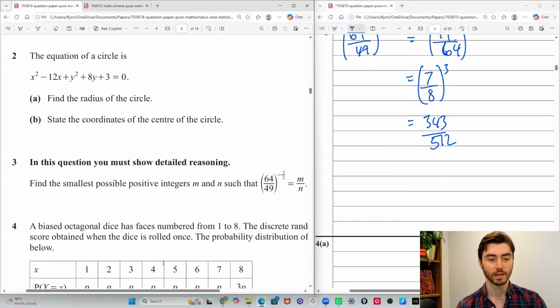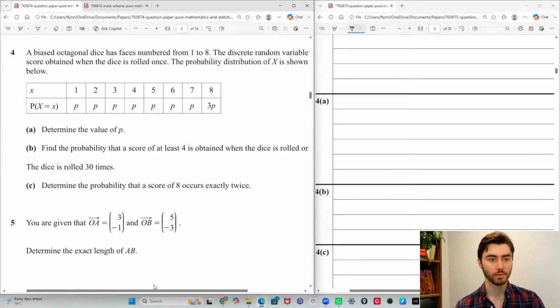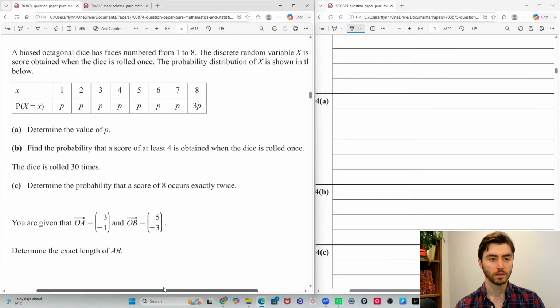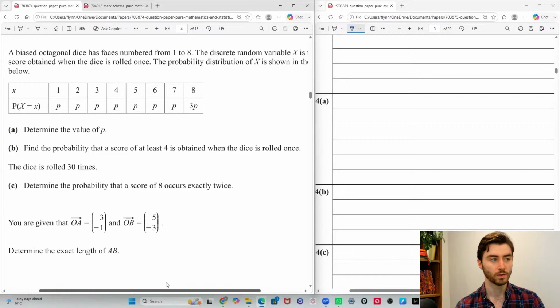Is that the whole question 3? Yes, it is. All right, question 4. Biased die, faces from 1 to 8. The discrete random variable is the score obtained when the die is rolled once. The probability distribution is shown. Determine the value of p.